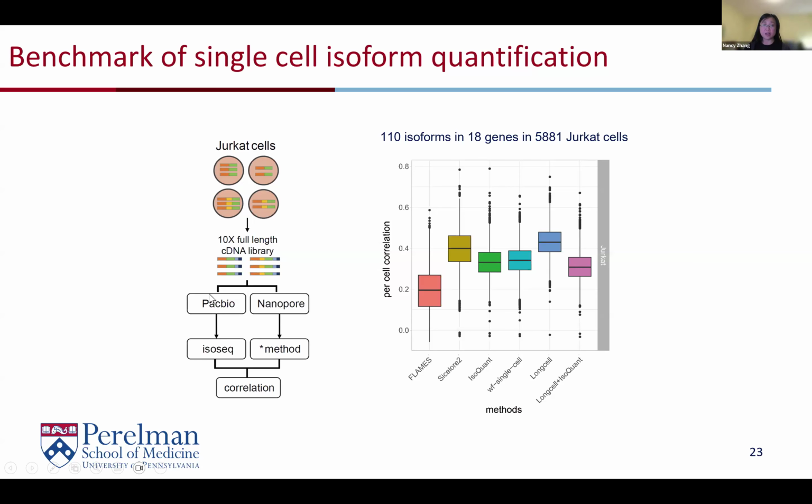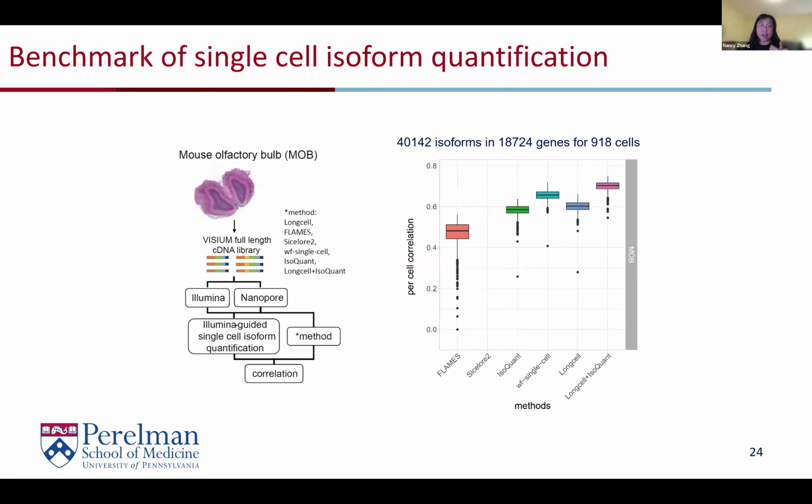PacBio is supposed to have, in certain ways, better properties, more accuracy, and such. IsoSeq is PacBio's own pipeline, so we can use the output from that as a gauge on the accuracy. It's not perfect because PacBio has a lot of its own errors, but it's the best we can think of. By this metric, we see that Cisalor 2 and LongCell do pretty well. LongCell is slightly better, but in this benchmark, somehow pairing LongCell with IsoQuant couldn't do as well.